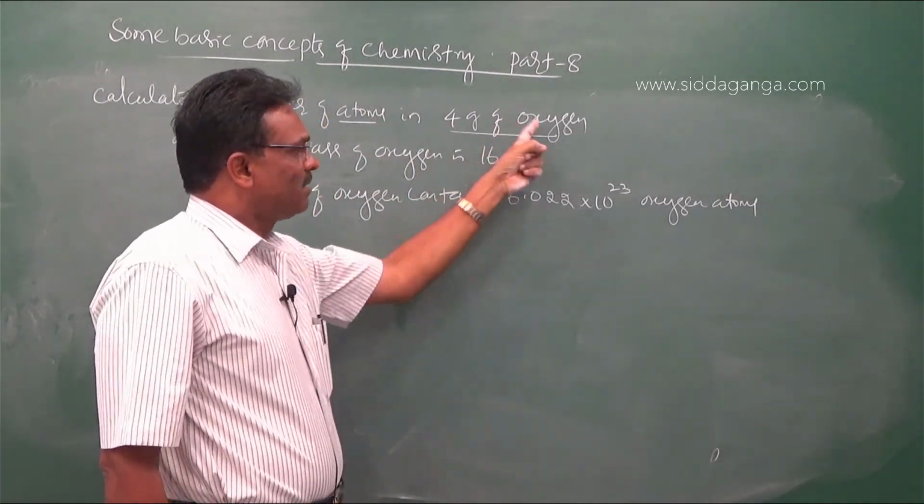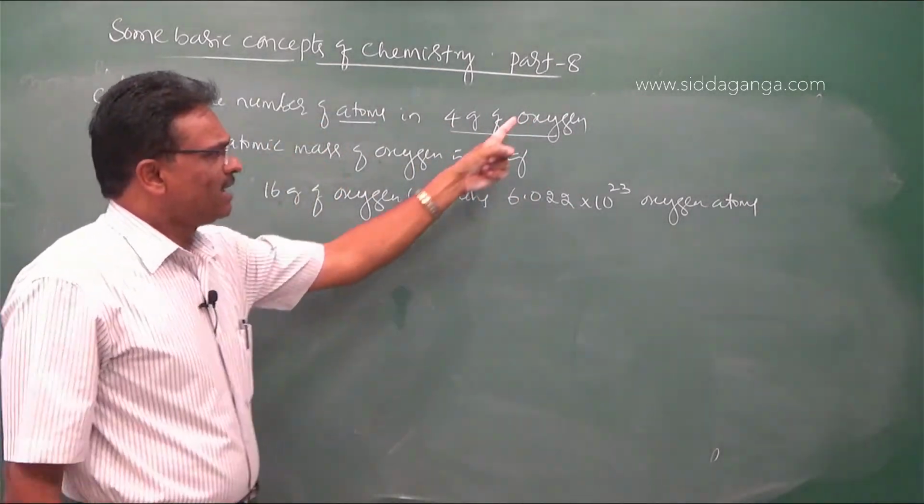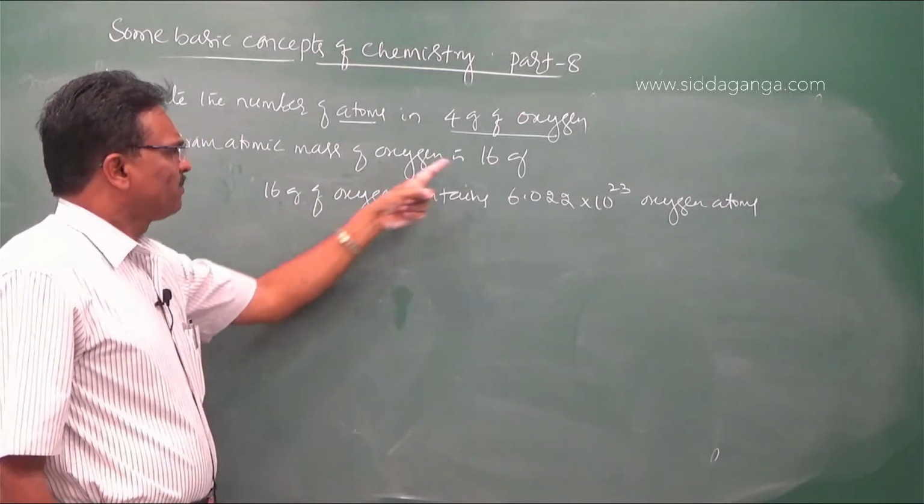When atoms are asked, we go to the atomic mass. Atomic mass of oxygen is 16.